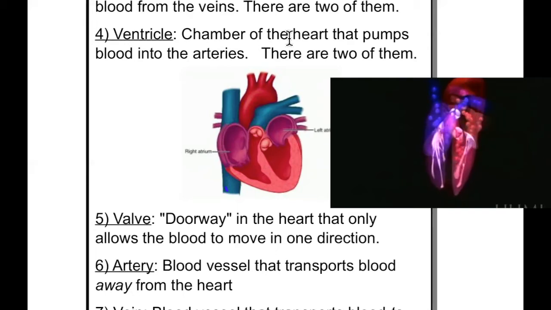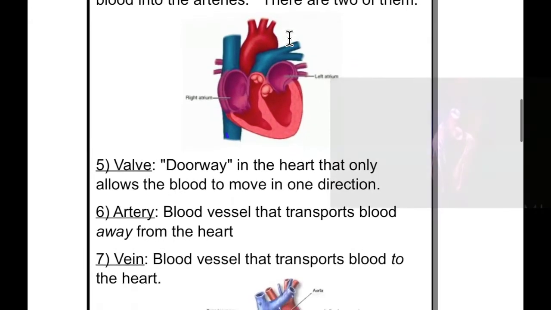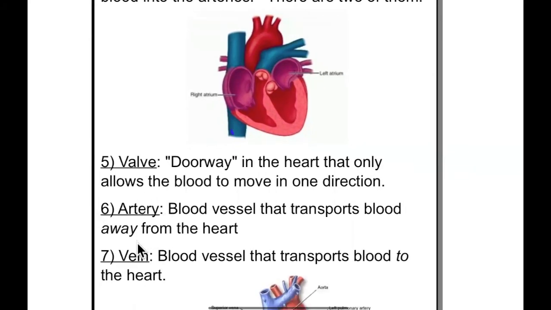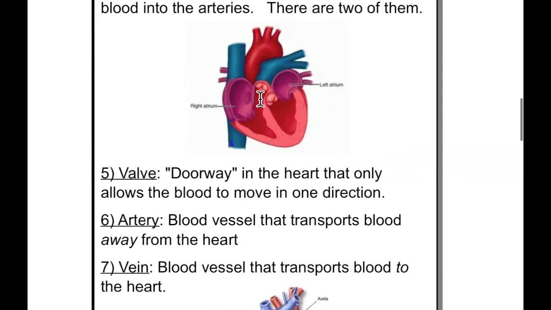And we need to know those directions. 6 and 7, artery and vein. These are blood vessels. Blood vessel, blood vessel. Arteries are going to be blood vessels that transport blood away from the heart. As your heart pumps the blood, it's pushing it away. So this is an artery because the blood's going away from the heart. This is an artery because the blood's going away from the heart.